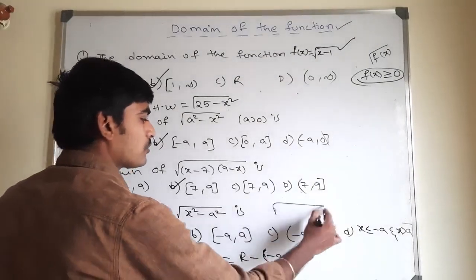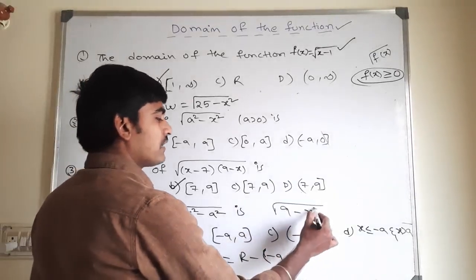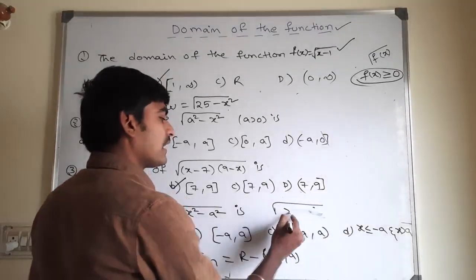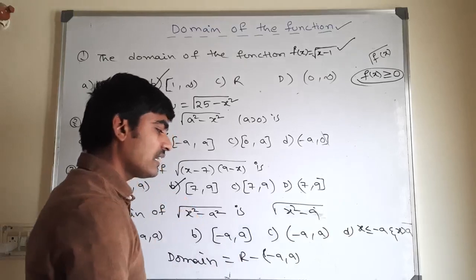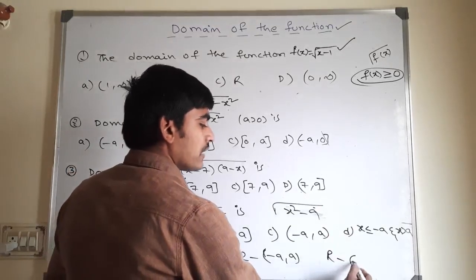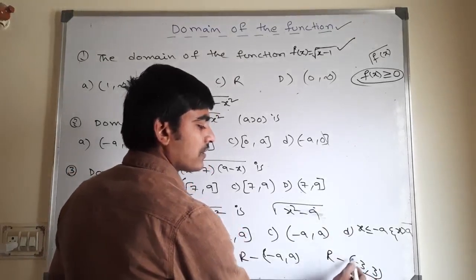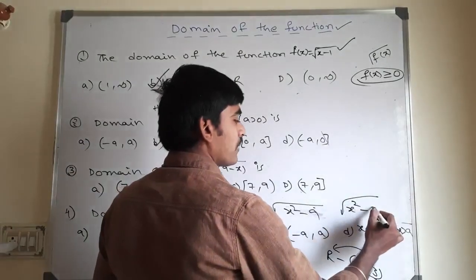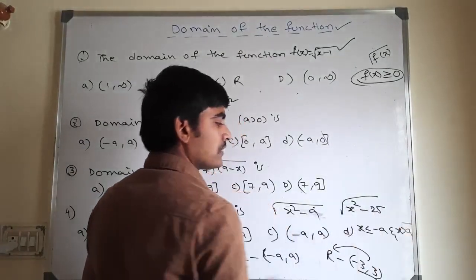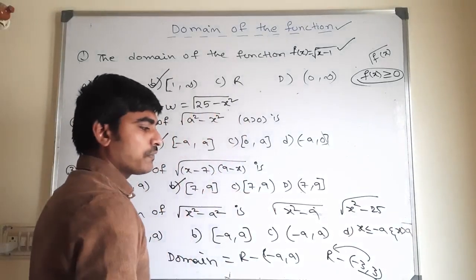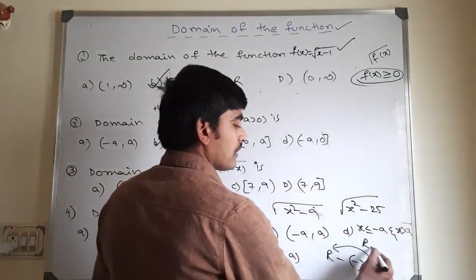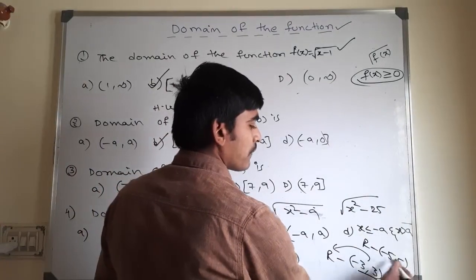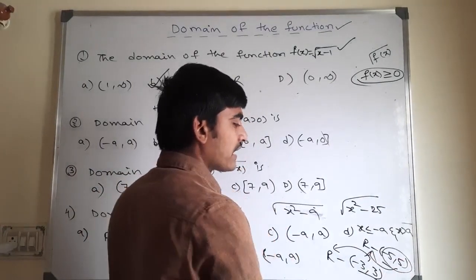I am allotting the question for now. Root of x square minus 9. What is the answer then? Except minus 3 and 3, all real numbers will satisfy. Root of x square minus 25. What can I write then? Except minus 5 comma 5, all real numbers will satisfy.